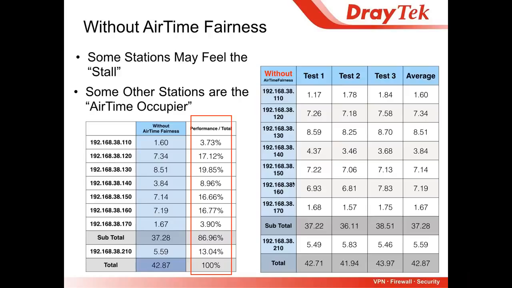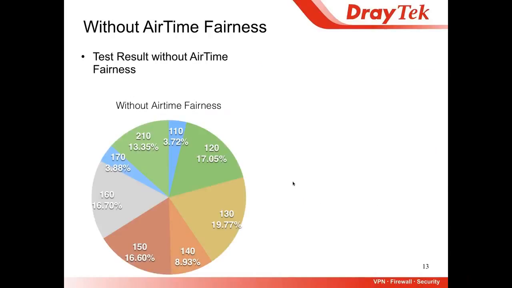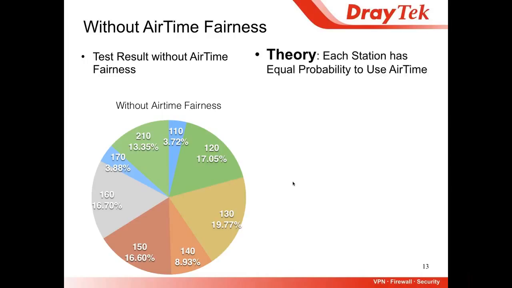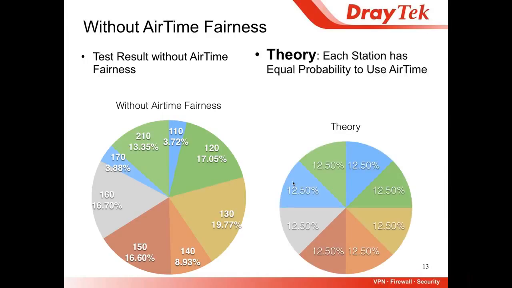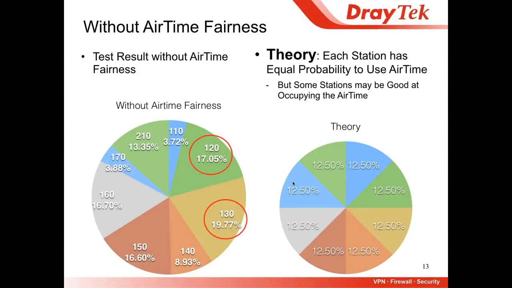So we can draw this pie chart without airtime fairness and compare it to the theory. You can see some stations are good at occupying the airtime, like these two, 120 and 130, they use too much of the airtime. You can see that 110 and 170 barely got airtime compared to the theoretical share they should get.